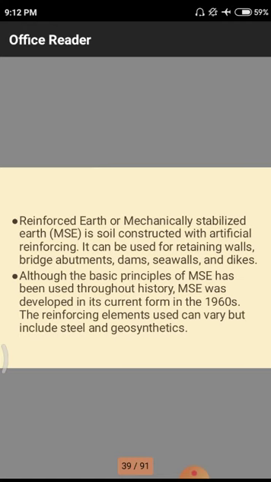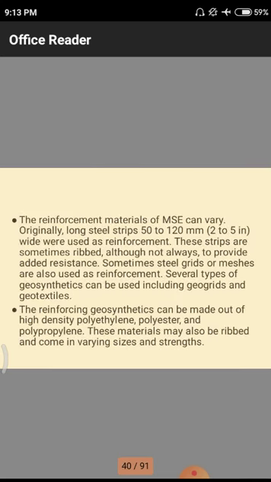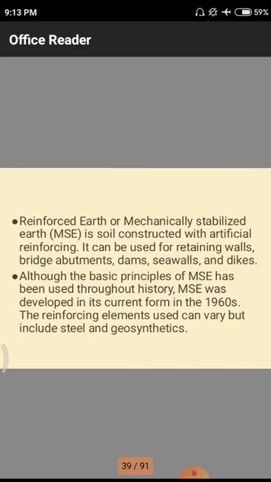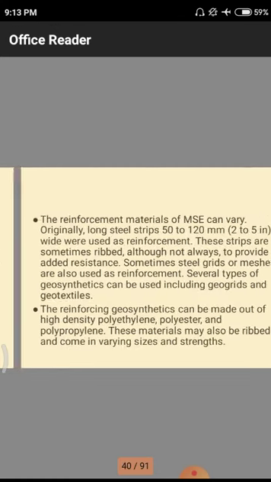First of all, reinforced earth or mechanically stabilized earth is soil constructed with artificial reinforcement. Here we have to observe MSE, that means mechanically stabilized earth, having some artificial reinforcement used for different structures. Although the basic principles of mechanically stabilized earth have a long history, the total usage of these blocks starts from 1960.